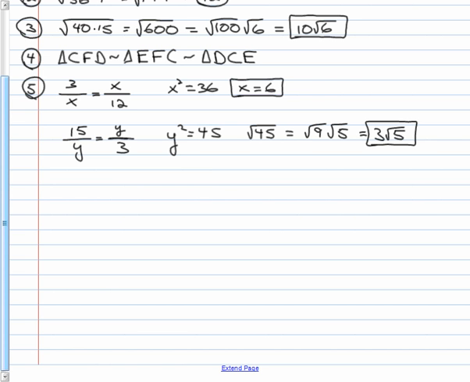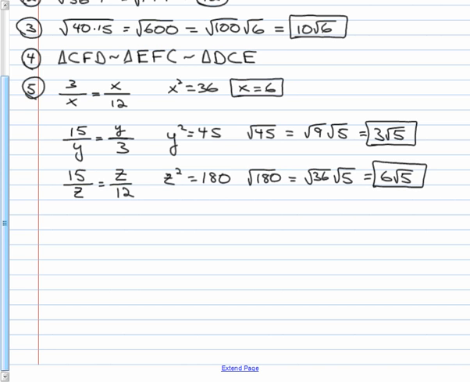Z. Is Z in a means position? Yes, it's a leg of the original. So again, I can put Z in the mean spot, and it's a geometric mean between 15 and 12: the whole hypotenuse 15, and 12, the segment next to it. So Z squared equals, what's 15 times 12? 180. We've seen this before. Square root of 180, what's the biggest perfect square? 36. 36 times 5, and the square root of 36 is 6. So 6 square roots of 5.